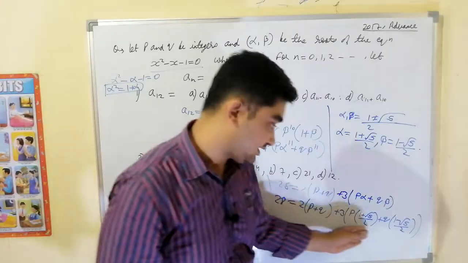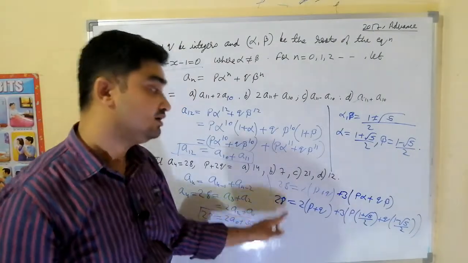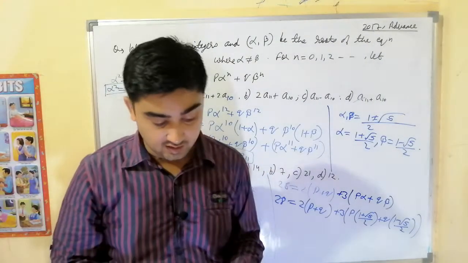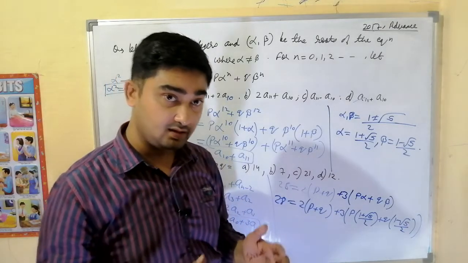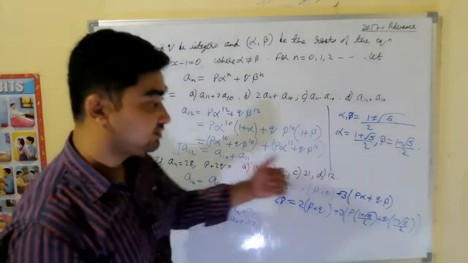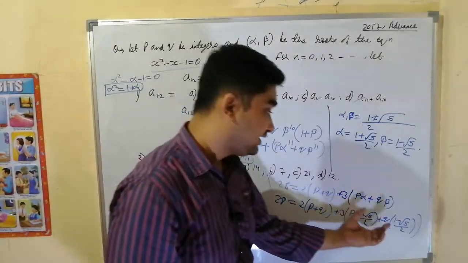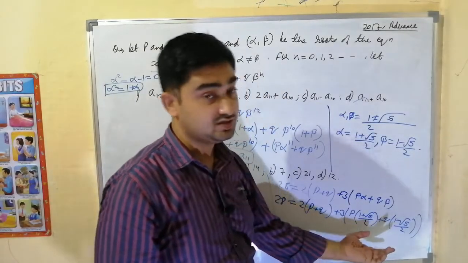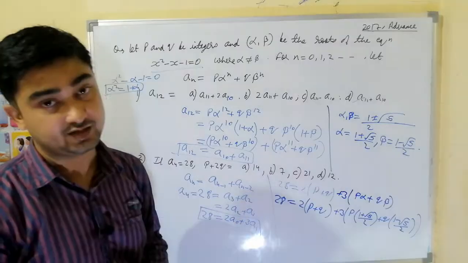So the right hand side is rational plus irrational, but the left hand side is only rational. And a rational number can never become equal to an irrational number. It can never happen because both are separate numbers. That means the irrational part of the right hand side should be 0. Then only the left hand side can become equal to the right hand side.